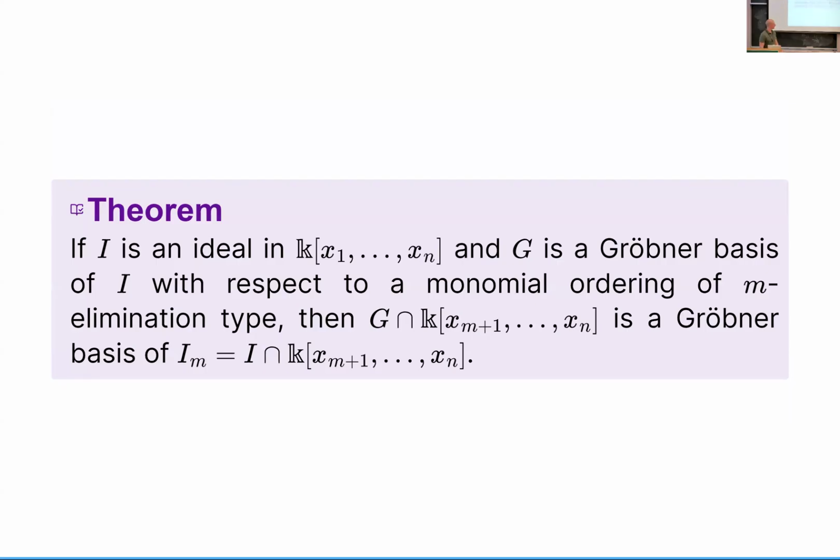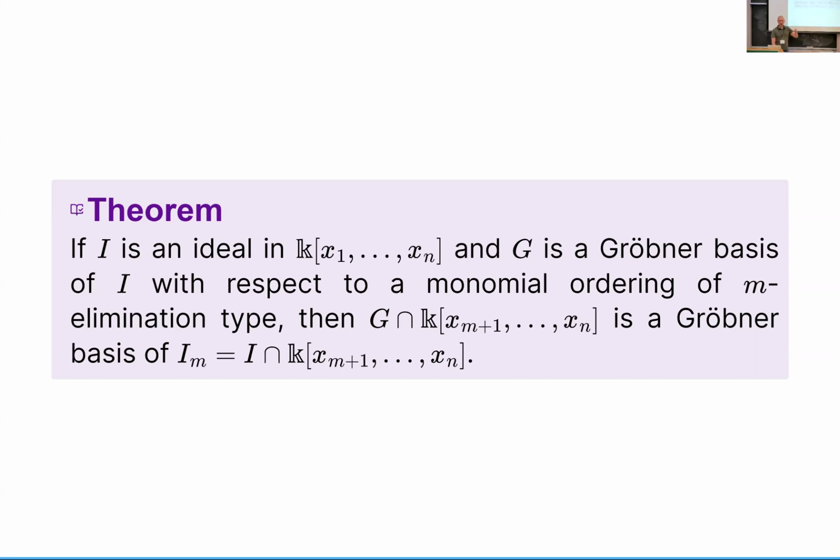And I actually think this is my final slide, so maybe this went a little bit fast. But all right, this is the main theorem behind what I've shown you for elimination. So if you start with an ideal in your polynomial ring and you compute a Gröbner basis with respect to a monomial ordering of m-elimination type, when you take the polynomials of that Gröbner basis that only use the later variables, you get a Gröbner basis of the mth elimination ideal.